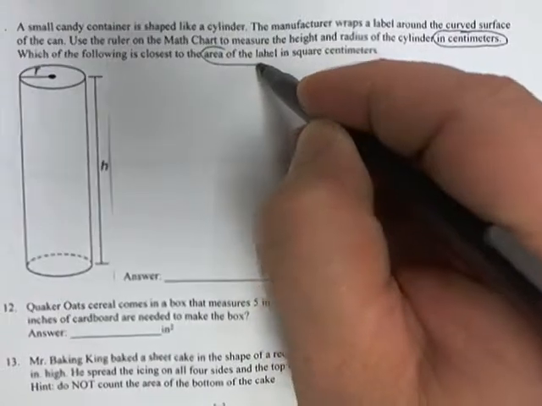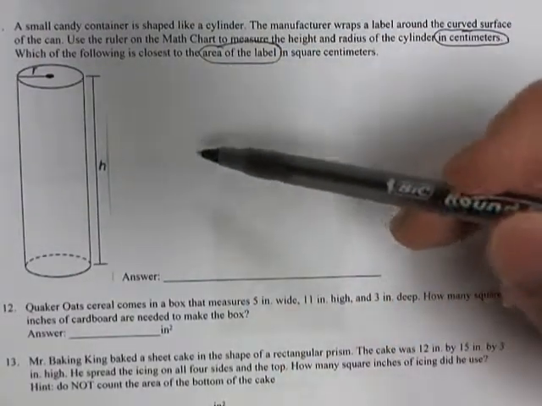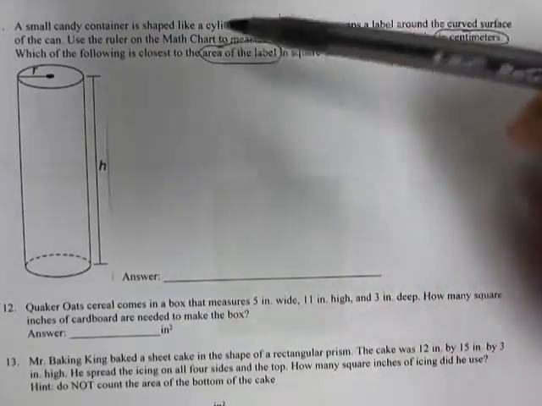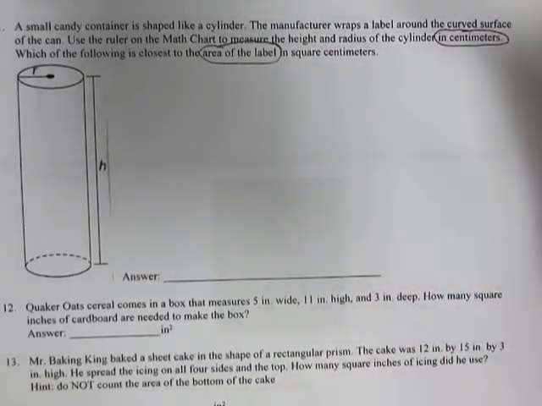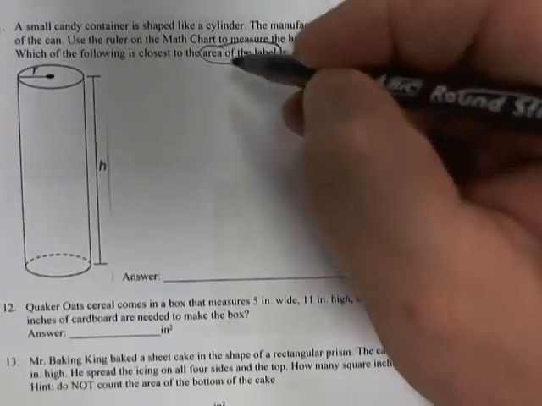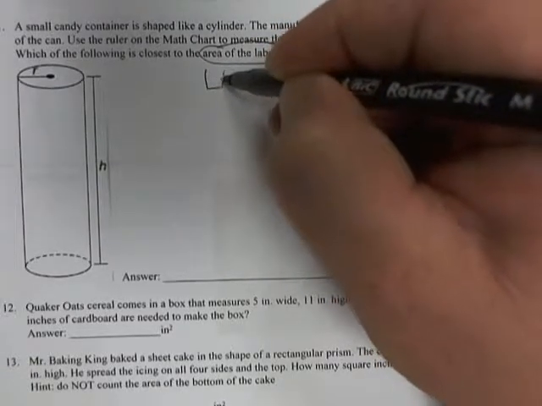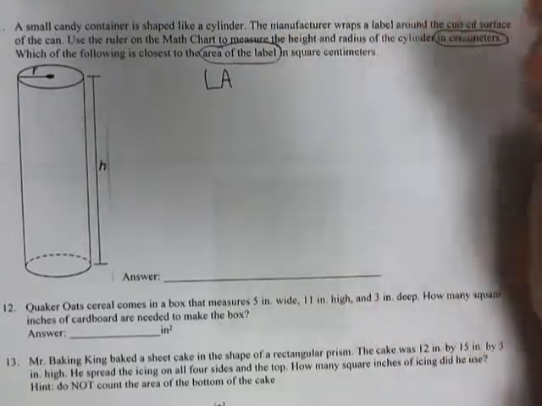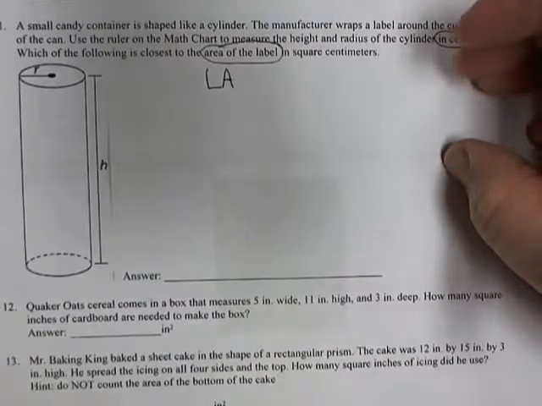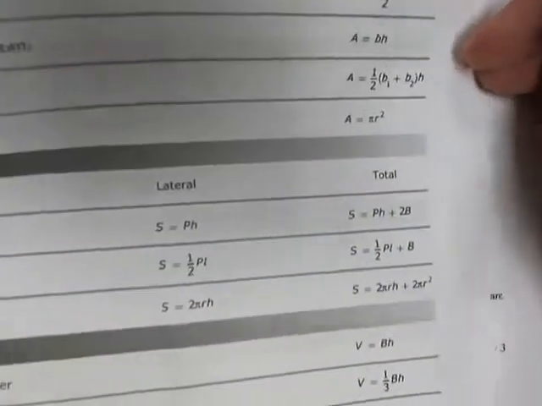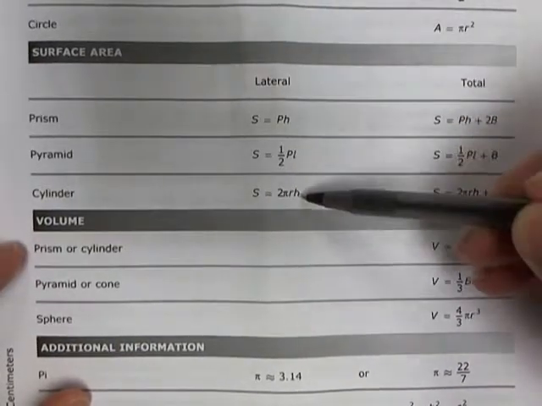Let's circle area of the label in square centimeters. So looking at this cylinder, we know that the label will not cover the top nor the bottom of the cylinder. So in math terms, another way to think of that is the lateral surface area is equivalent to the amount of space the label will take up on this cylinder.